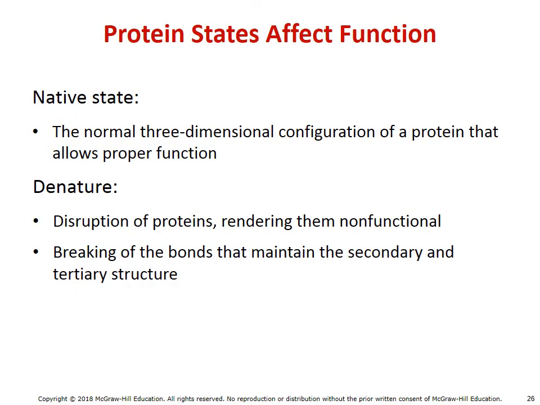Naturally, we have our native state versus denatured state for proteins. Again, in a native state, it's the normal three-dimensional structure that allows it to properly function. But we've done denaturation before, and denaturation is causing the unfolding, making the protein or enzyme no longer functional. And we discussed how bad that could very much be for the cell.